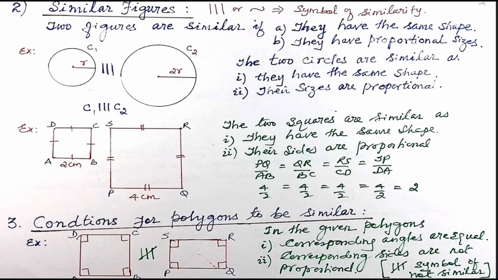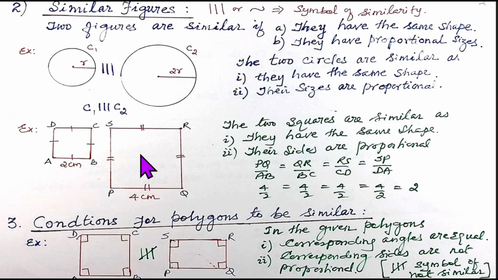Remember that. Now, similar figures. Now we know what congruent figures are. Now let us understand what similar figures are. Two figures are similar if they have the same shape, but the size is proportionally smaller or bigger. If I take an example here, the two circles are similar because they have the same shape, but they are proportionally bigger. That means circle C2 is proportionally bigger than C1. They are not of the same size, but the two circles are proportionally smaller or proportionally bigger.